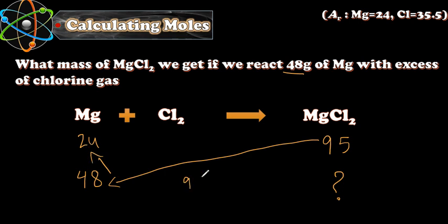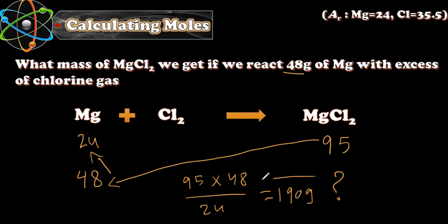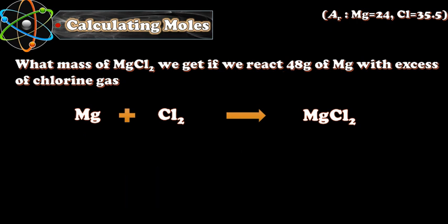So 95 times 48 over 24 gives you 190 gram, just like the answer we got before. We found it in another way. So either we use the number of moles or cross multiplication, we'll find the same answer. So if we use 24 gram of magnesium, we get 95. If we use 48 gram of magnesium, we get 190 gram of magnesium chloride.